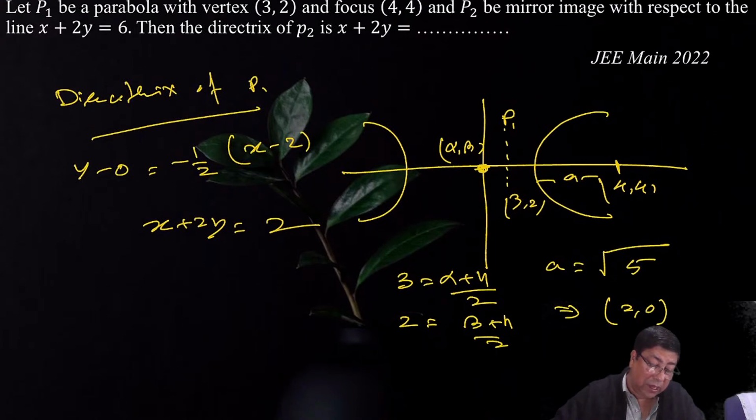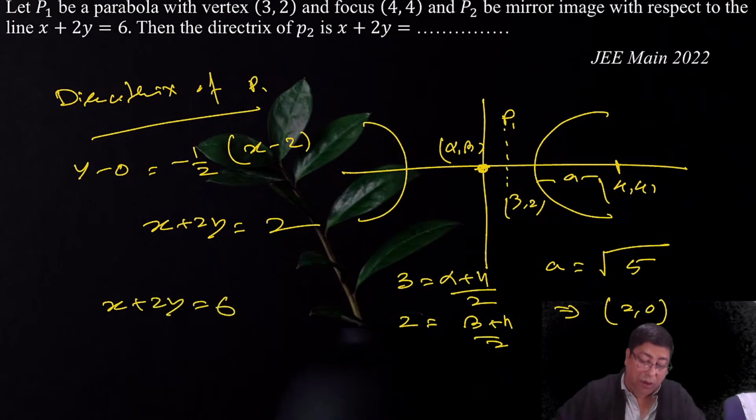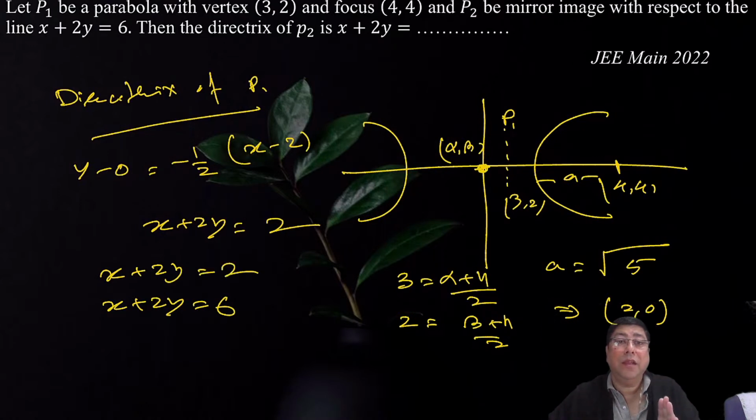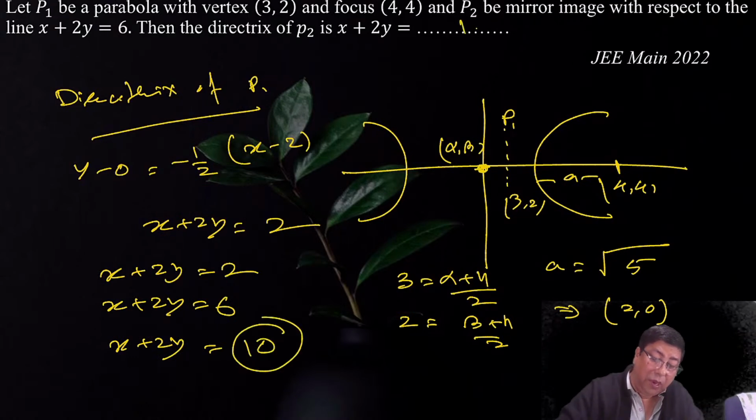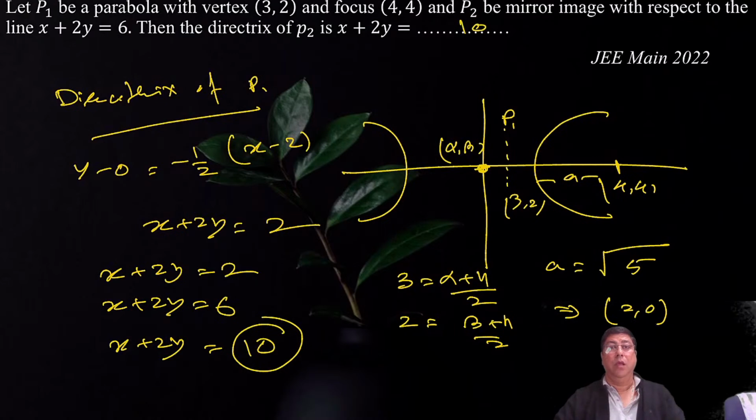Acha, the mirror line is x plus 2y equal to 6. Now the directrix of P1 is x plus 2y equal to 2. Therefore, the directrix of P2 should be equidistant from the mirror line. So it should be x plus 2y equal to 10. So this answer is coming to be 10. Not always calculation. We have to solve the sum with some common logic also. Let's do the next sum.